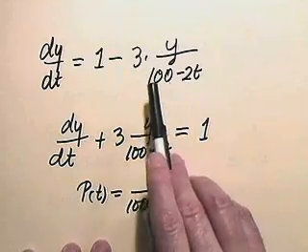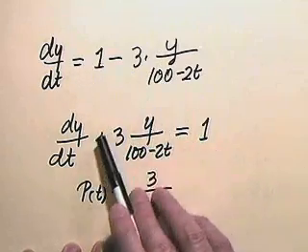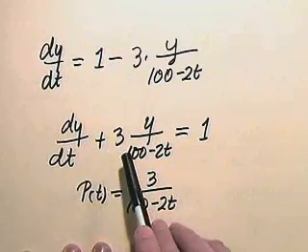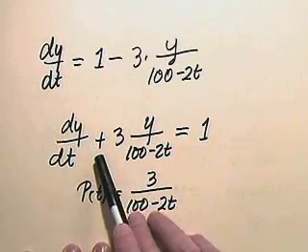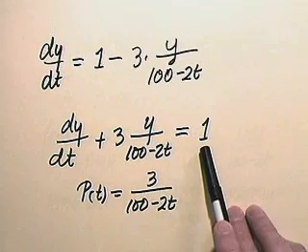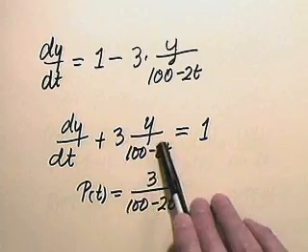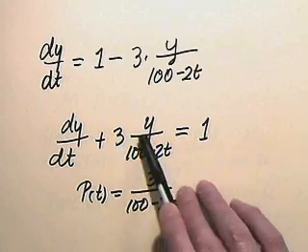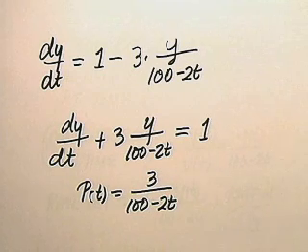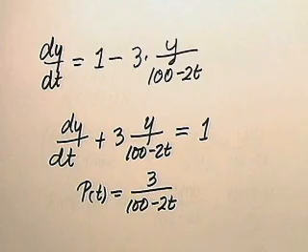And so this is clearly a linear first-order differential equation. We begin by putting it in standard form, and that means moving the y term over to the same side as the dy/dt. So we get dy/dt plus 3 times the quantity y over 100 minus 2t equals 1. Well, remember, the coefficient of y is the thing we've been calling p, and so that's what we have to anti-differentiate to compute our integrating factor. So p of t is 3 divided by 100 minus 2t.